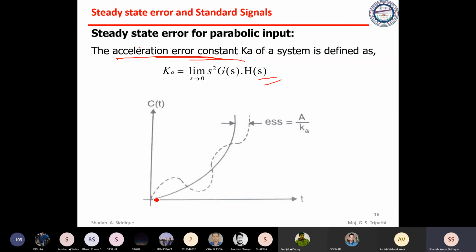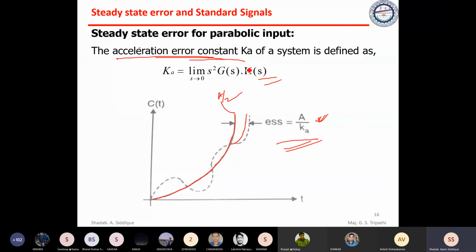And see how the parabola looks. This is the parabola for t greater than 0, and the parabola has a slope coefficient of A by 2, which is applied here. Again the response will be oscillatory in nature, and it will decay and approach the final value. At this point, ess will be A by Ka, the steady state error, where Ka is equal to limit s tending to 0 of s square G(s) into H(s). Ka is the acceleration error constant.